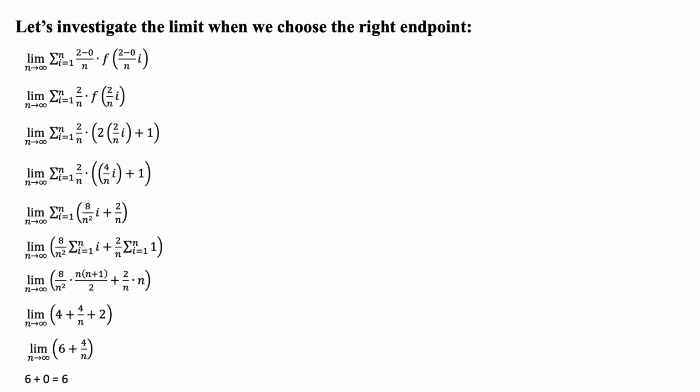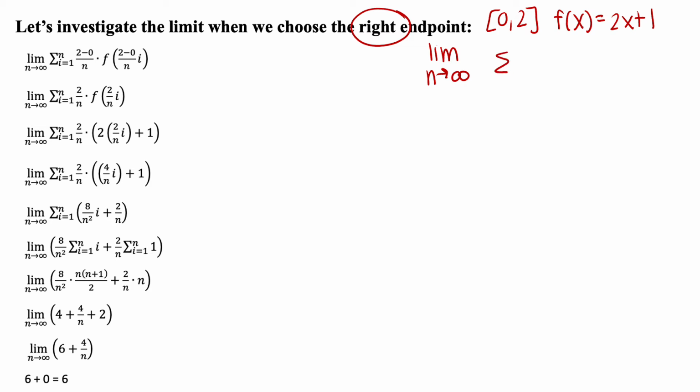Okay, so we're going to go through the limit definition for the example on your page. We are looking to find the area on the interval from 0 to 2 for the function f of x equals 2x plus 1. We're going to start by going through the limit definition for the right endpoint. From above on your handout or the last slide, this limit definition is the limit as n goes to infinity of the sum from i equals 1 to n of b minus a over n times f of b minus a over n times i.